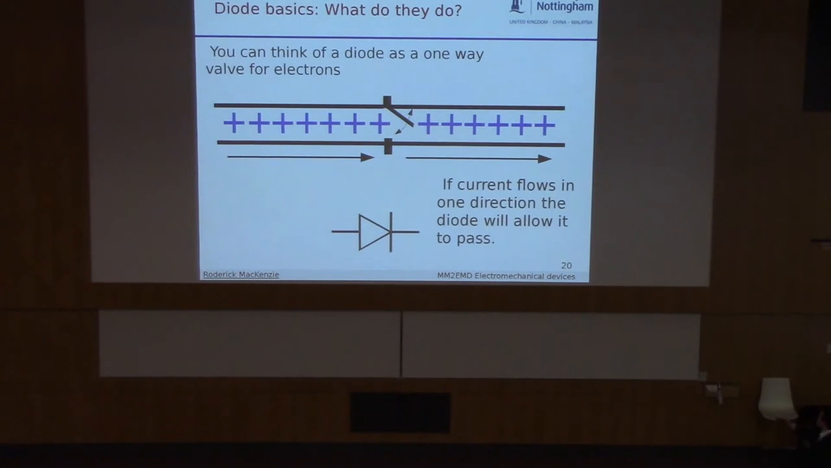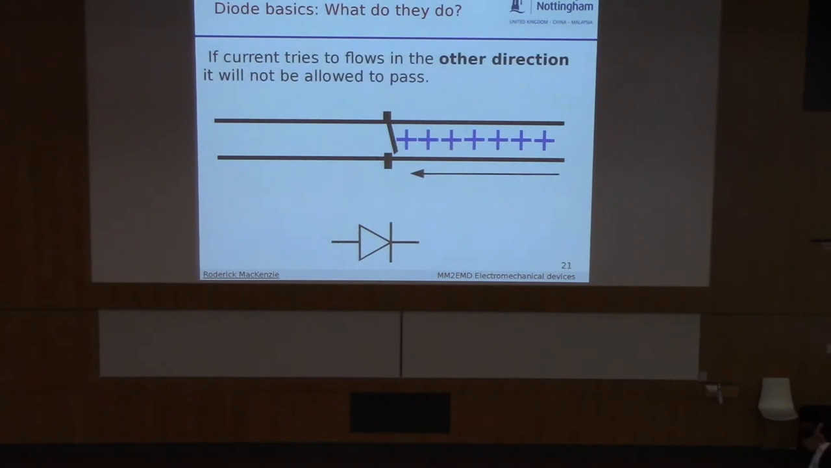Instead of having charge flowing from left to right, if we swap the direction and have the charge flowing from right to left, you can see this trapdoor effectively stops the charge flowing. It's going against the trapdoor, so it can't come through. So in your head, you can think of a diode like a one-way trapdoor for charge.